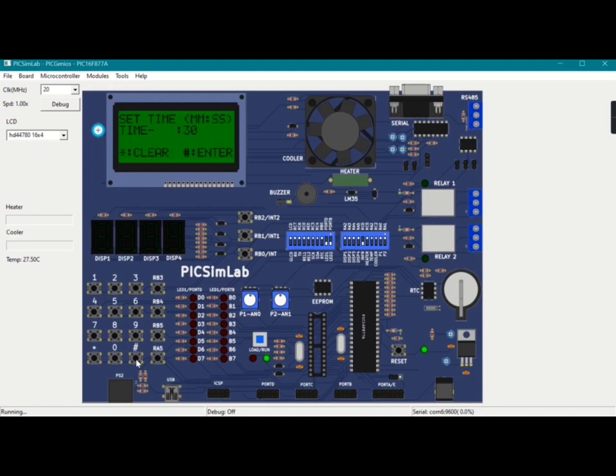You can see the oven has been started. You can select 4 or 5 or 6 to start, pause, stop. If we press 4 again, it will go back from starting. Now I am pressing the 6.